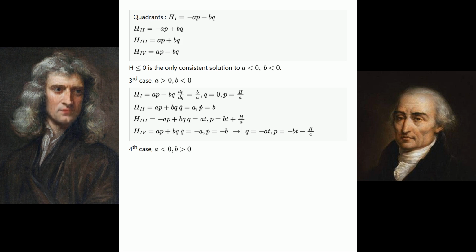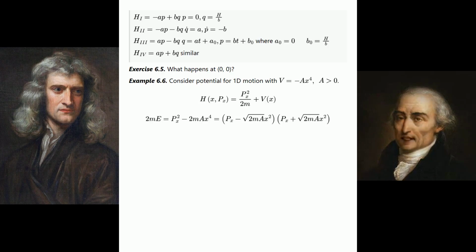Fourth case. A is less than 0, B is greater than 0. H_I equals negative Ap plus Bq, p equals 0, q equals H over B. H_II equals negative Ap minus Bq, q̇ equals A, ṗ equals negative B. H_III equals Ap minus Bq, q equals At plus a₀, p equals Bt plus b₀, where a₀ equals 0 times b₀ equals H over B. H_IV equals Ap plus Bq. Similar. Exercise 6.5. What happens at 0, 0?